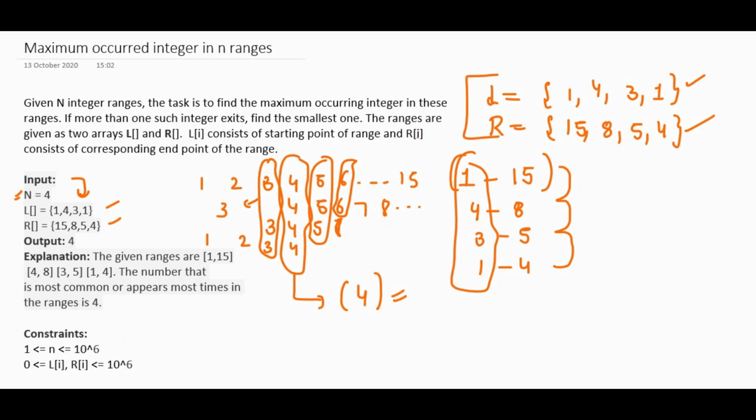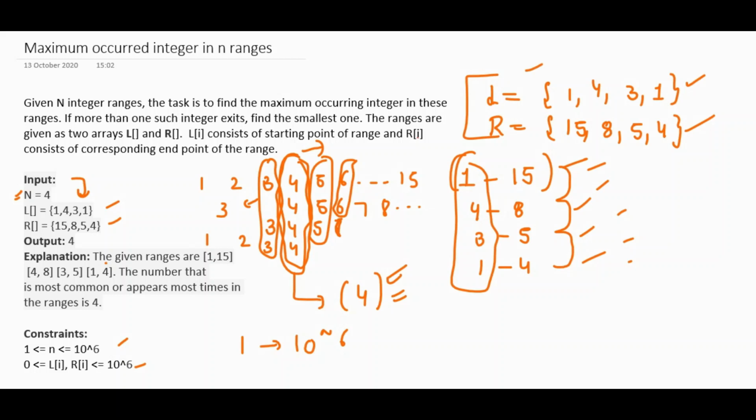So the explanation, as you can see here, the given ranges are 1 to 15, 4 to 8, 3 to 5 and 1 to 4. The number that is occurring most common or appears most number of times in these ranges is 4. So as you can see, 4 is common in all the ranges and occurring maximum number of times. So our answer is 4. And we are also given with constraints that n should be 1 to 10 to the power 6 and li and ri will be 0 to 10 to the power 6. I think you have got the question.